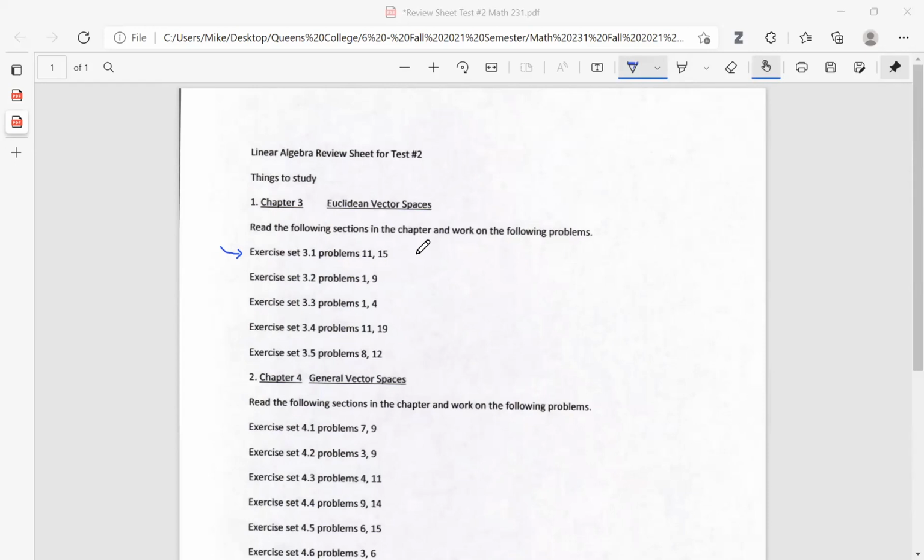So we're going to cover stuff in chapter 3 that's not on test 1, but you'll have plenty of time to make sure you know all the stuff that we went over.